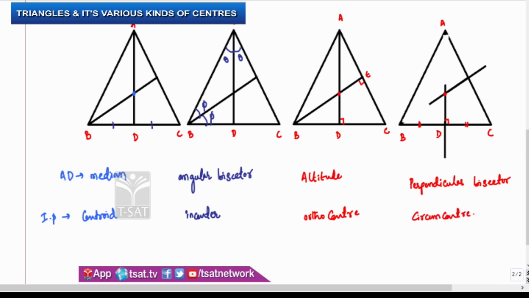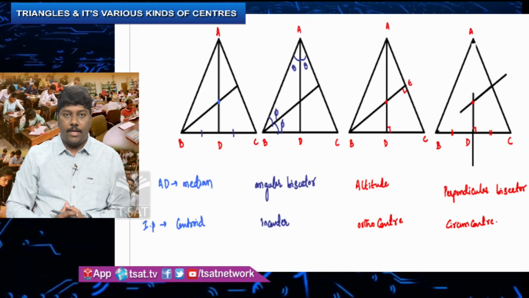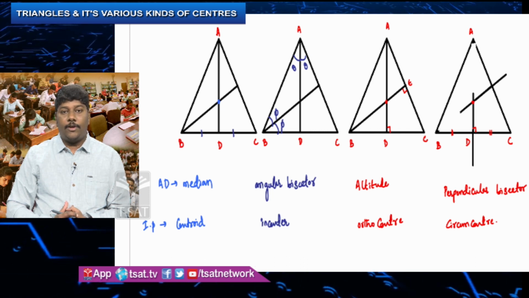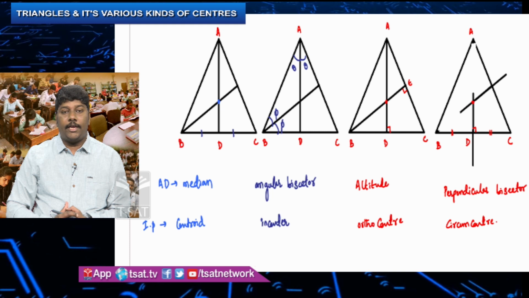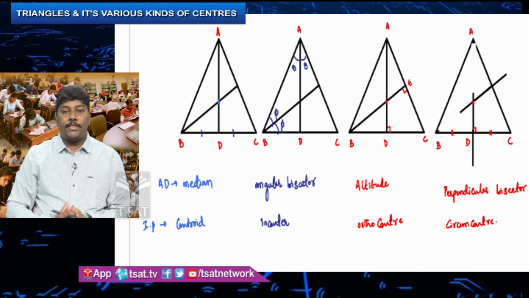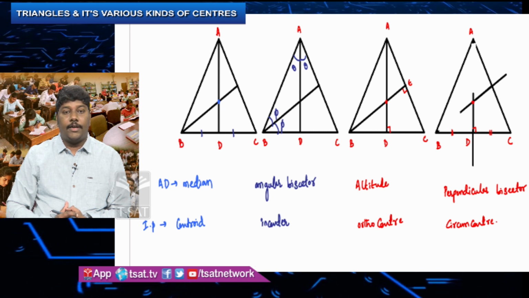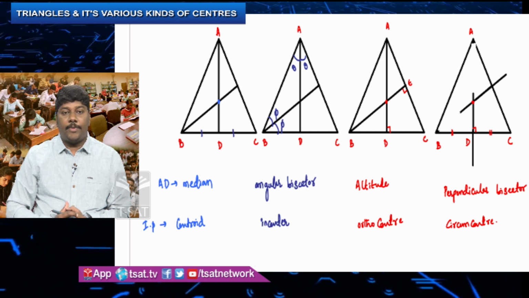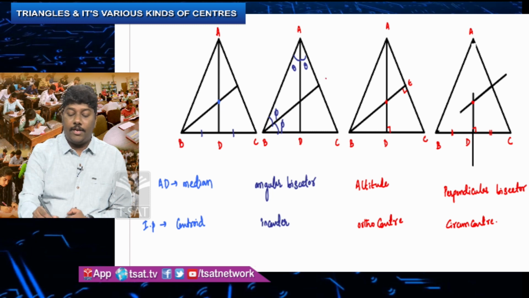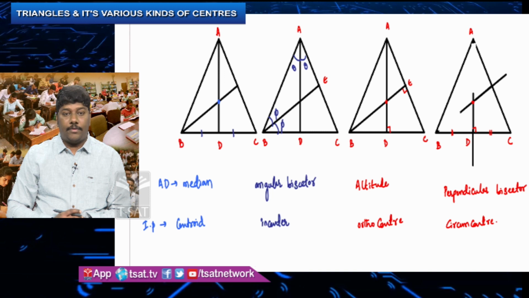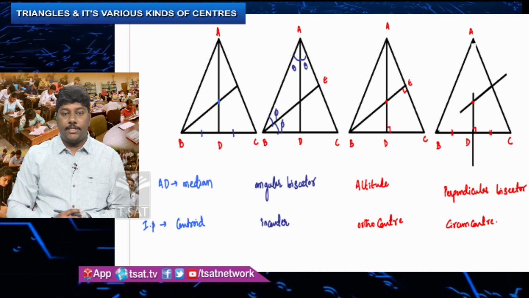First, medians, intersection. What is median? A line which divides the opposite side into 2 equal parts is a median. Now, intersection point of medians is called centroid. Second one, the line which divides the angle into two equal angles is angular bisector. Here AD is an angular bisector of angle A and BE is an angular bisector of angle B. Now, the intersection point of 2 angular bisectors, we call it as in center.